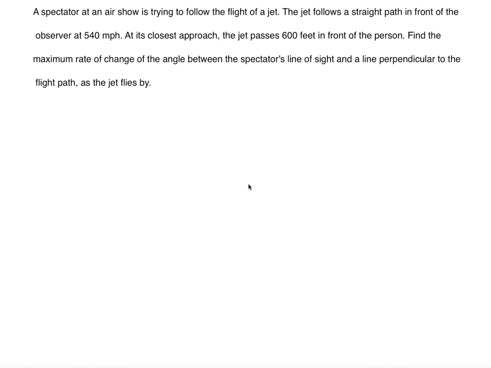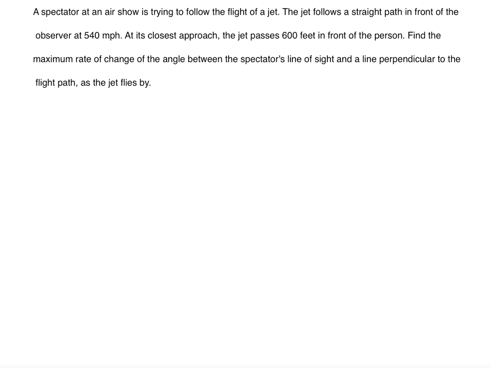In this video, we're going to learn how to use trigonometry and related rates, precisely implicit differentiation. A spectator at an airshow is trying to follow the flight of a jet. The jet follows a straight path in front of the observer at 540 miles per hour. At its closest approach, the jet passes 600 feet in front of the person. Find the maximum rate of change of the angle between the spectator's line of sight and the line perpendicular to the flight path as the jet flies by.